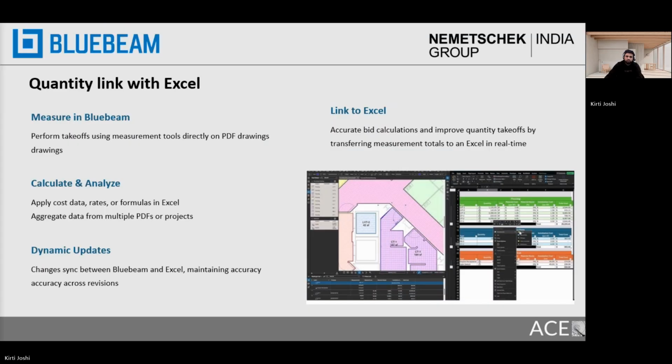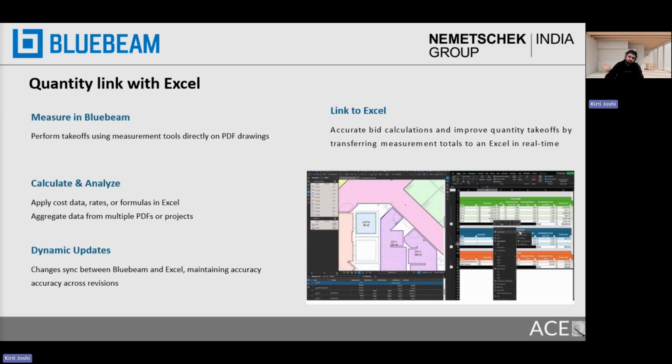So yeah, the next topic which we are going to look at today is the quantity link in Bluebeam. As you can see on the slide, this feature allows you to link your measurement values from Bluebeam directly to an Excel. This means that whenever you measure on the PDF, whether it's length, area, volume, or the count we did previously, it automatically updates in the Excel in real time.